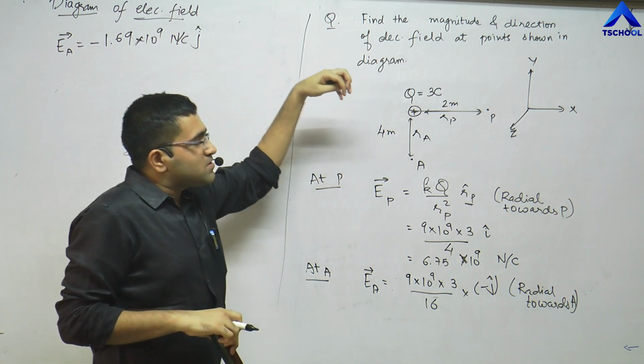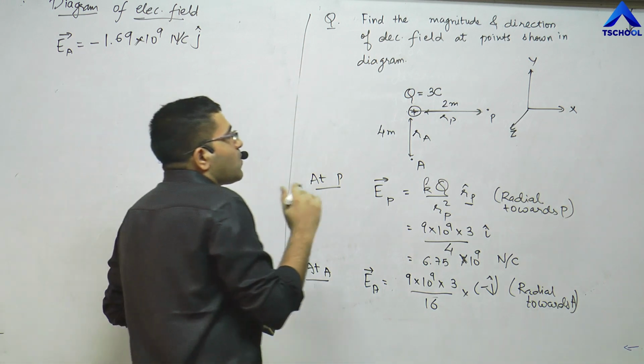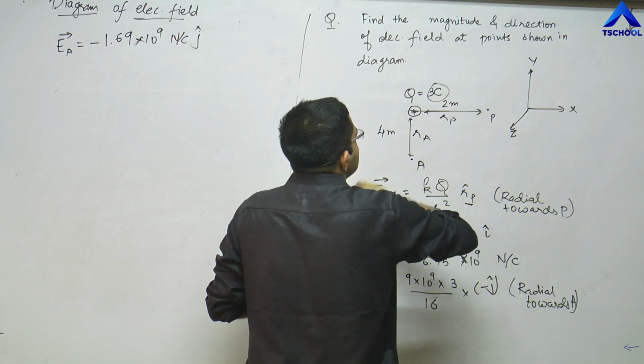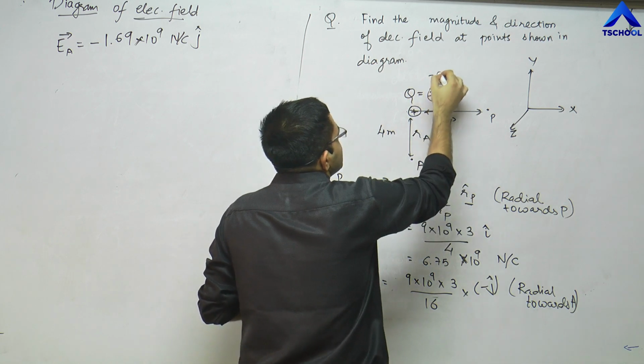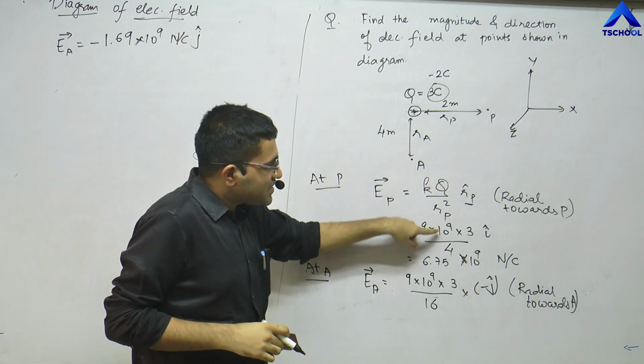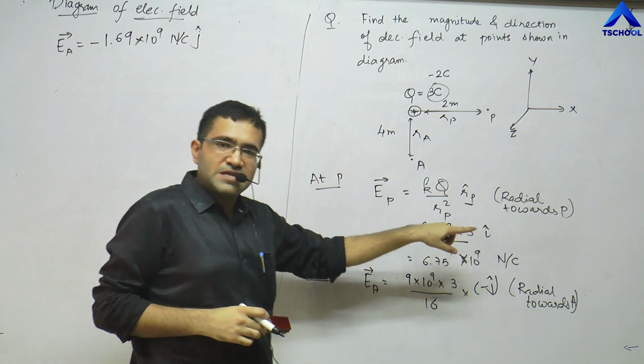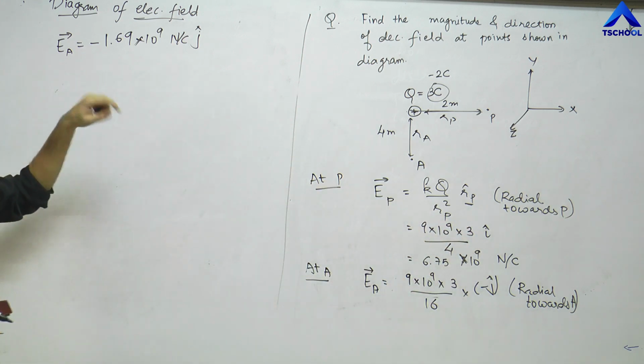So think about how all of this would change if instead of 3 coulomb over here, you had some charge like minus 2 coulomb. Obviously, because q is negative, this direction will get reversed. So you'll get minus i hat over there, and just like that here, you'd get plus j hat.